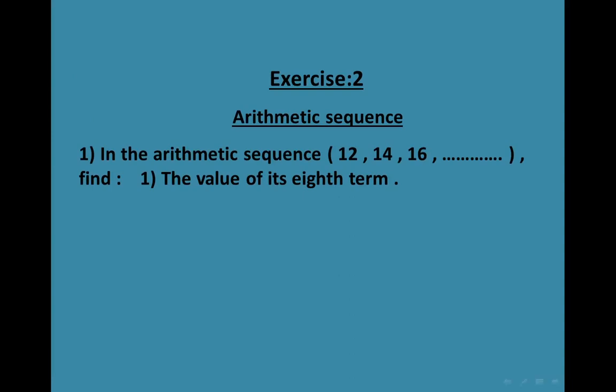In the arithmetic sequence 12, 14, 16, find the value of its eighth term. Take care, this sequence is an increasing sequence where A equals 12 and the difference equals Tn plus 1 minus Tn. The difference here equals 14 minus 12 equals 2. Then the value of the eighth term.